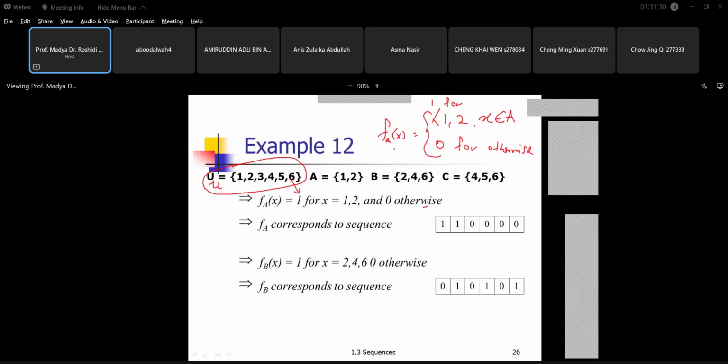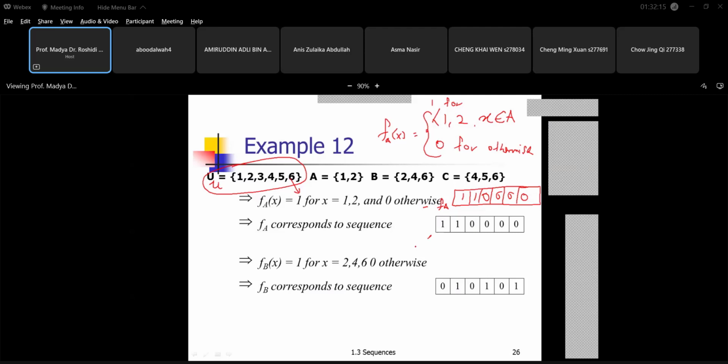Now, how do we represent these through a function, given that only 1, 2 are involved in A? In order to represent it, we put one set here. How many? 1, 2, 3, 4, 5, 6. It means there are 6 locations. So for A, only 1, 2 are involved. So for F_A, only 1, 2 exist, 1 for 1 and 2, otherwise 0.